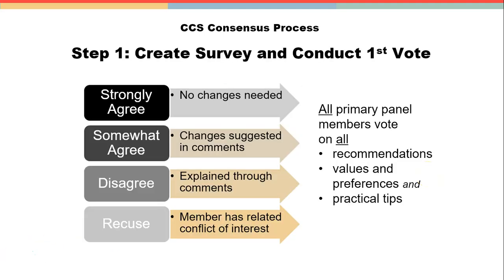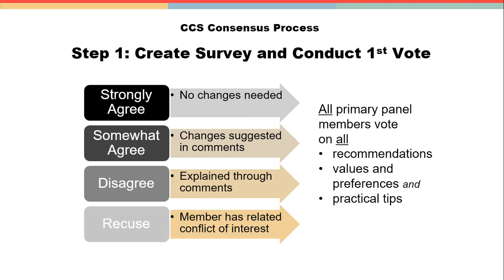The first step is to create the initial online survey and conduct a vote to determine the level of consensus. All primary panel members vote on all recommendations, values and preferences, and practical tips using an online survey. The survey uses a Likert scale to determine the level of agreement and allows for free-form comments. We suggest using a 4-part scale as shown. Strongly agree, no changes are suggested. Somewhat agree, I agree but I'm suggesting some changes. I disagree, and I'm explaining in comments, or I recuse because I have a conflict of interest.